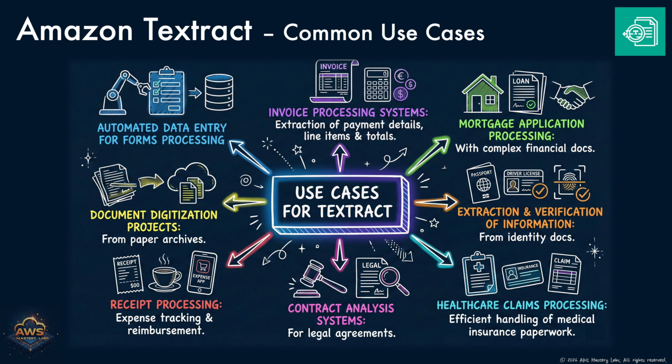Expense management gets a boost through receipt processing, where Textract captures vendor names, totals, and dates, enabling automated expense tracking and reimbursements. Finally, organizations undergoing document digitization projects rely on Textract to convert paper archives into searchable, structured digital formats, paving the way for better records management and data accessibility.